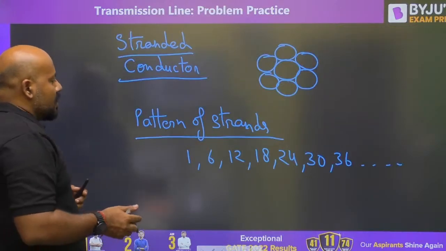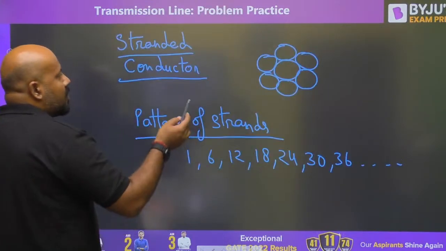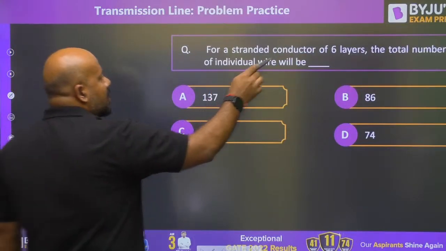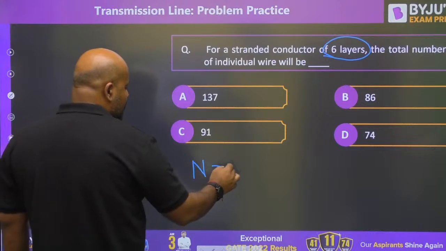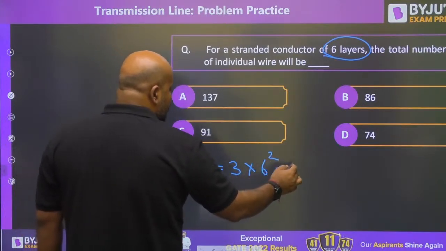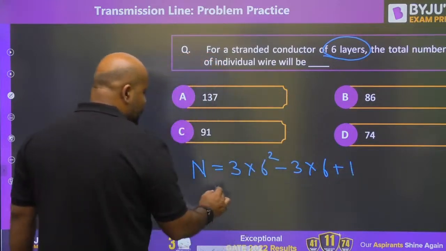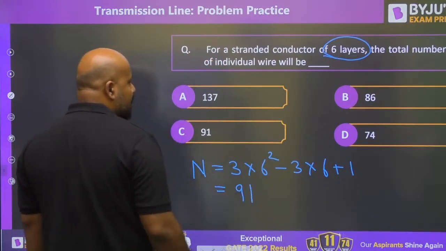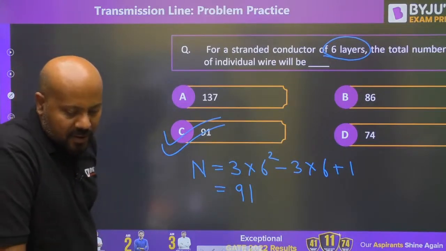Are you getting this? So if you use this formula, what are the number of layers he is saying? Total number of layers are 6. So what is going to be total number of strands? 3 into 6 square minus 3 into 6 plus 1. So if you solve this, I hope you must be getting as 91. Is it clear, everybody? Just tell me in the comment section, are you able to follow?